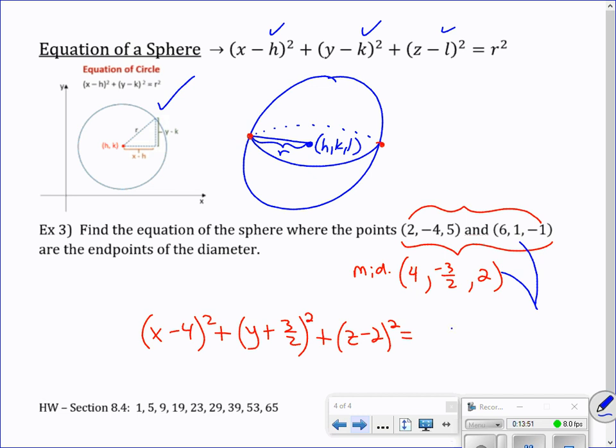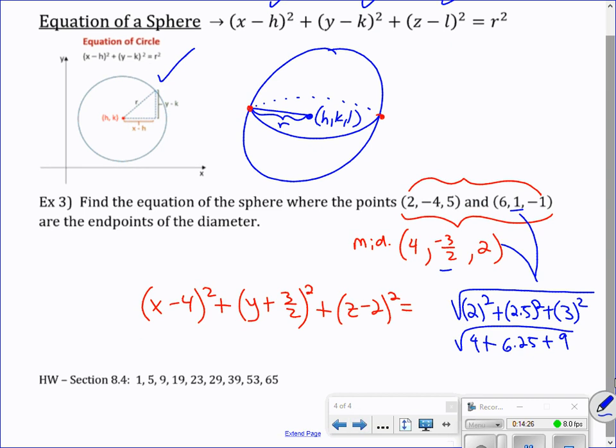So I'm going to do that. The square root of, I got 6 minus 4 is 2 squared. I got 1 minus negative 1.5, so 1 plus 1.5, so plus 2.5 squared. And then negative 1 minus 2, that would be negative 3, but basically 3 squared. It doesn't matter if they're negative. So I got 4 plus 2.5 squared is 6.25, and then plus 9, so 13 plus 6.25, so that's the square root of 19.25.